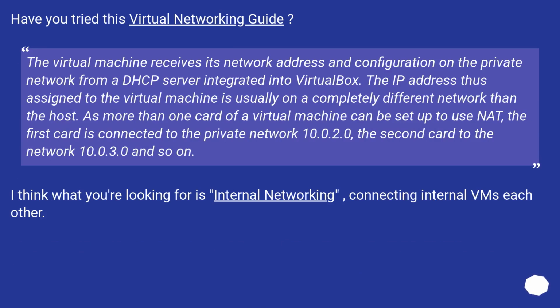Have you tried this virtual networking guide? The virtual machine receives its network address and configuration on the private network from a DHCP server integrated into VirtualBox. The IP address thus assigned to the virtual machine is usually on a completely different network than the host. As more than one card of a virtual machine can be set up to use NAT, the first card is connected to the private network 10.0.2.0, the second card to the network 10.0.3.0 and so on. I think what you're looking for is internal networking, connecting internal VMs to each other.